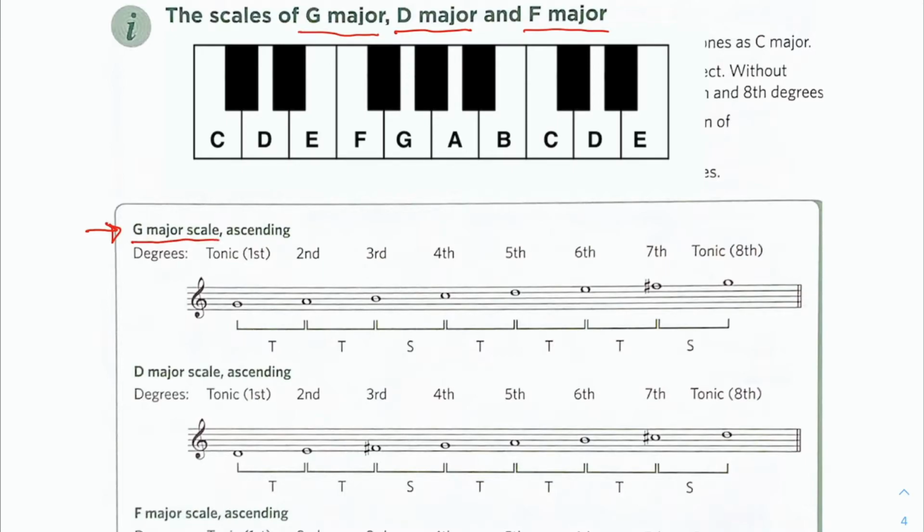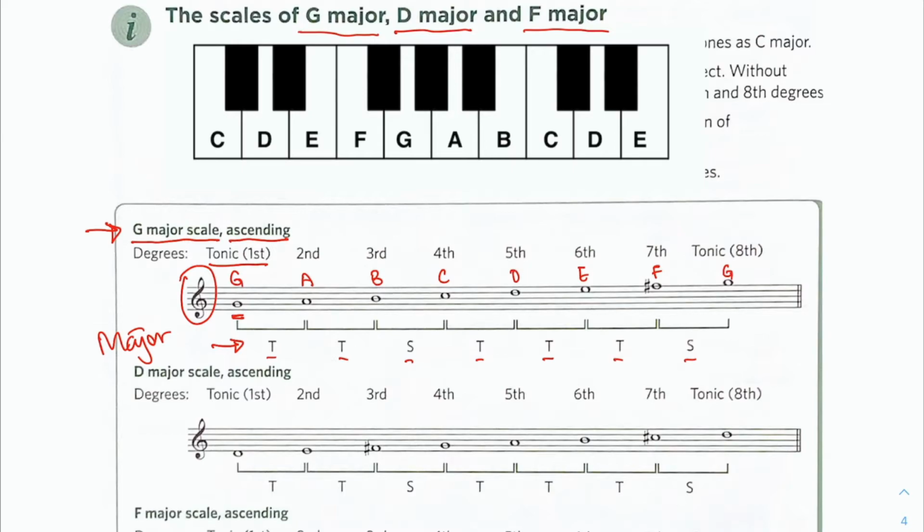So let's start with G major scale ascending. We are in treble clef. If we are in the scale of G major, we must start on G. So the first note, or the tonic, must be a G. The second note will be A, B, C, D, E, F, and G. Now here, we have the pattern or the formula of a major scale, which is T, T, S, T, T, T, S. Let's start with the first note, which is G.